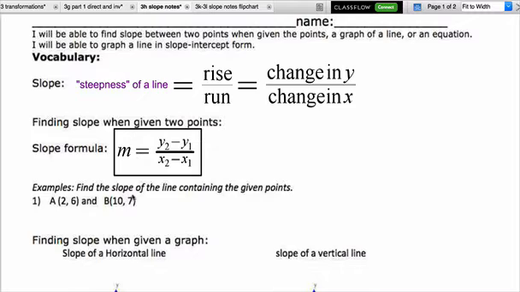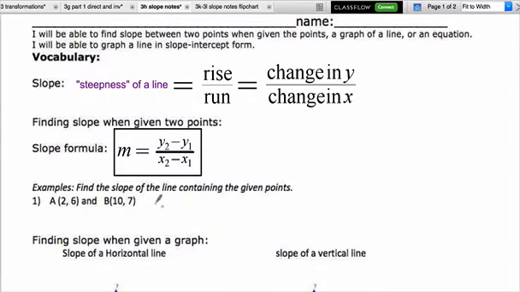Slope is, and we always see slope as m, and then it's y sub 2 minus y sub 1 over x sub 2 minus x sub 1. Okay, and this 2 and the 1 doesn't mean that you need to do the second point first and then the first point. It doesn't matter which one you do first.